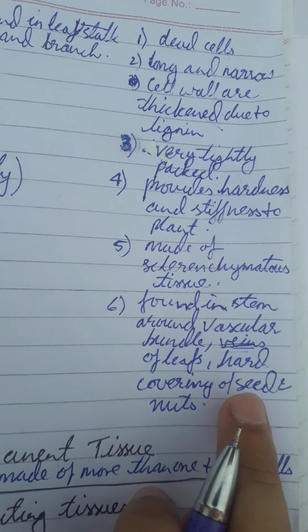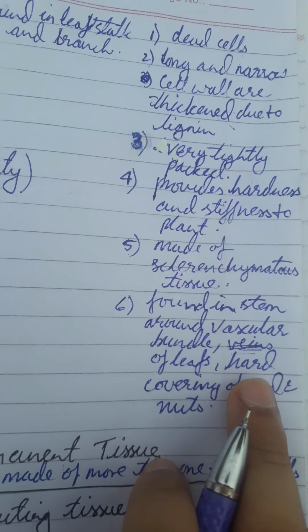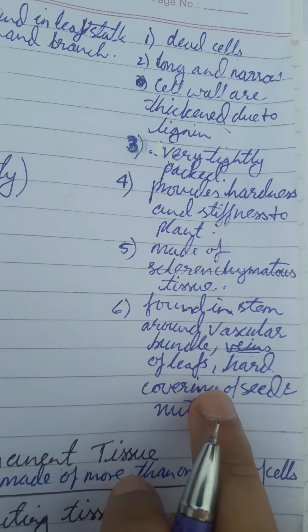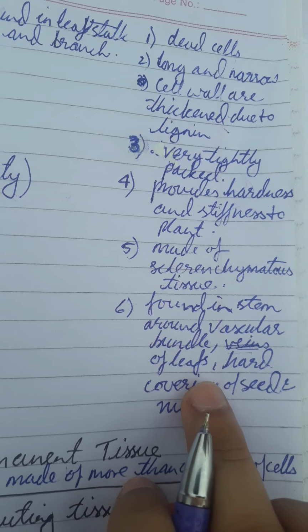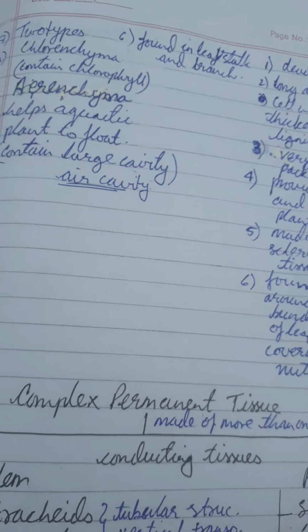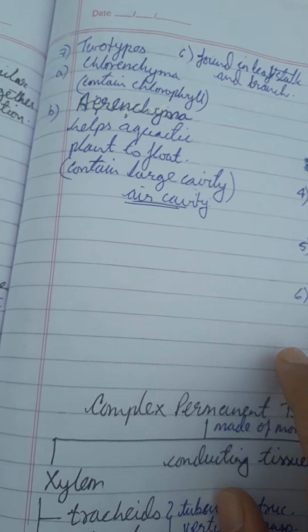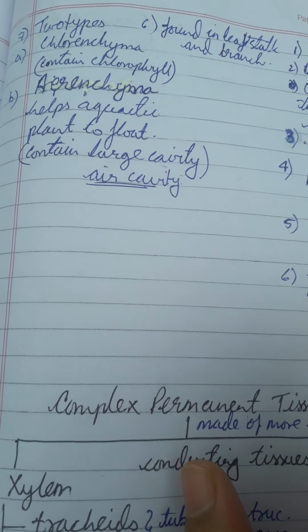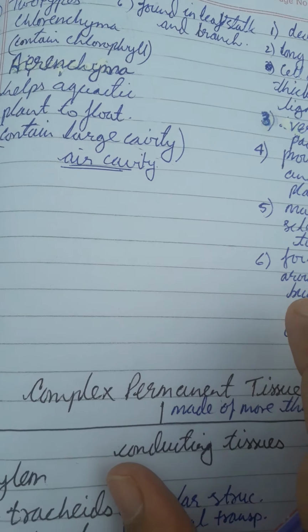Hard coverings of the seed. You have seen the seeds that had hard covering, and the nuts. Over there the sclerenchyma tissues are found. So it is hard and stiff. Now, hope you are clear with the simple permanent tissue. If not clear, you just have to read the book once. You will be clear with that.